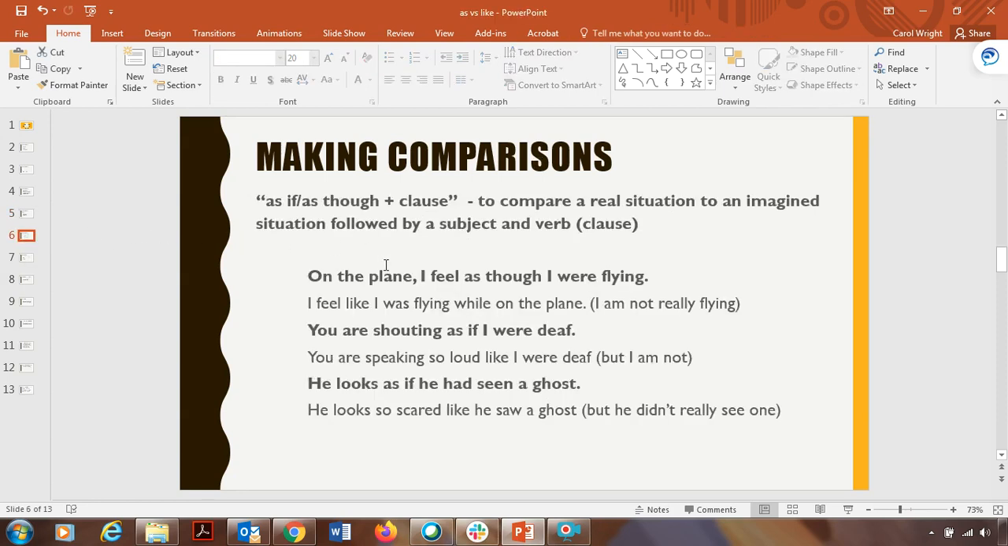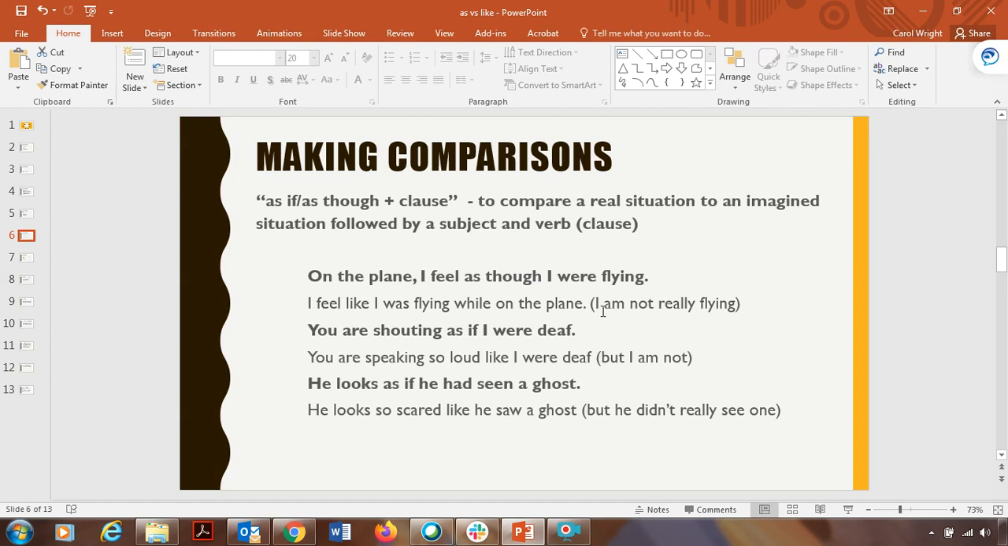Next, we can also use as if and as though plus a clause to compare a real situation to an imagined situation, followed by a subject and a verb, which is a clause. So as if and as though are the same, so you can choose whichever one you want to use. Here, an example. On the plane, I feel as though I were flying. So I feel like I was flying while on the plane. When I'm not really flying myself, I'm on the plane, which feels like I am actually flying.